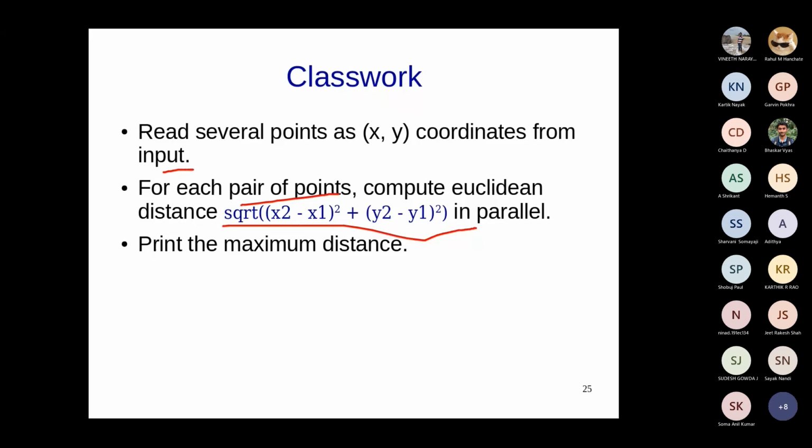The final part is printing the maximum distance. Now, how do you do that? You are given order n square elements, and you want to compute a maximum distance. Now, this seems to be a totally sequential process, right? Anybody has any thoughts on how to improve upon this sequentiality? You are given n numbers and you want to find out what is the maximum number in this array. Can this be done in parallel? Any thoughts?